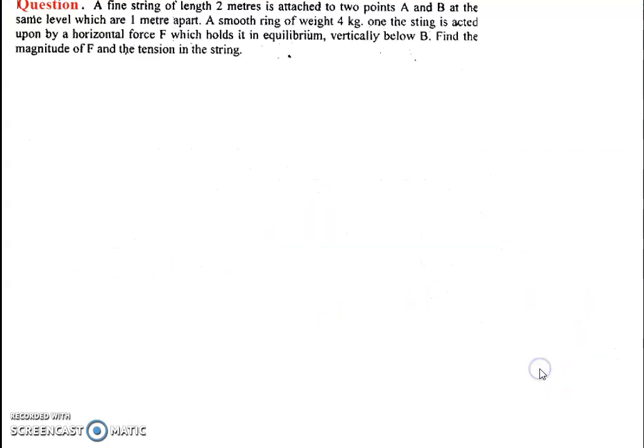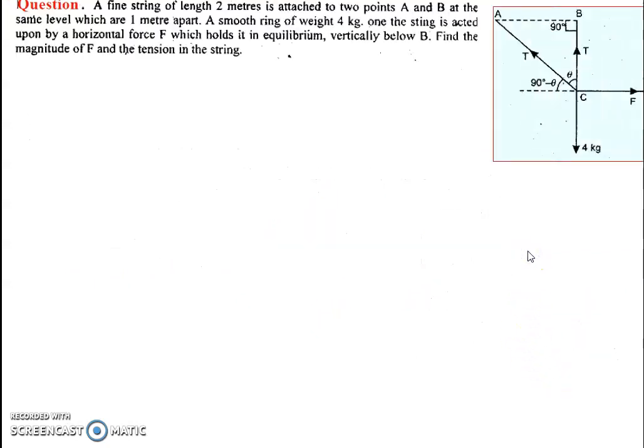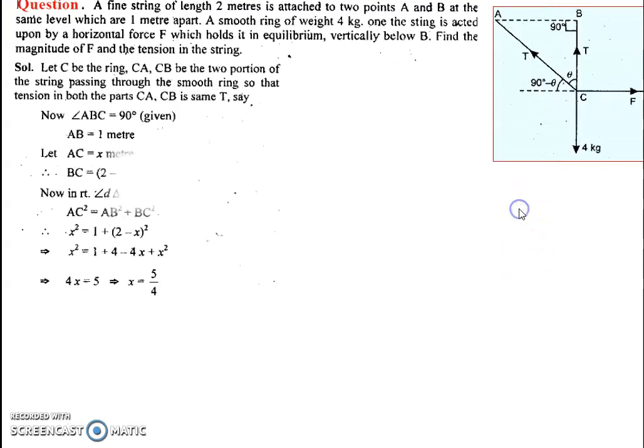So that's all. One more question is there. I suppose that this is the same, just the horizontal force is on this side, the remaining is the same. So I leave this question for the students.